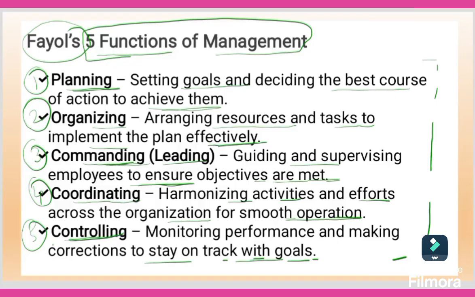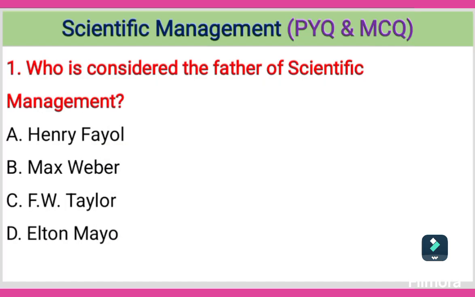Now we come to the previous year questions and the MCQs related to scientific management and administrative management. First, who is considered the father of scientific management? A, Henry Fayol, B, Max Weber, C, F.W. Taylor, and D, Elton Mayo. And the answer is F.W. Taylor.